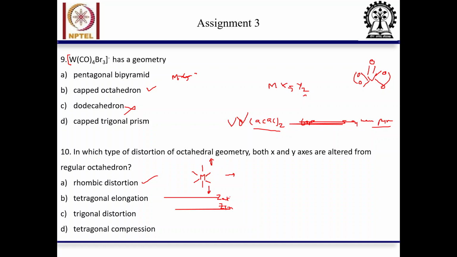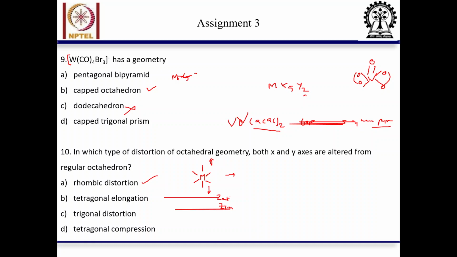Now what is trigonal distortion? In trigonal distortion, you have to do the elongation along the C3 axis. I have one PPT, I will show you at the end. There also you will not see changes in the other directions.